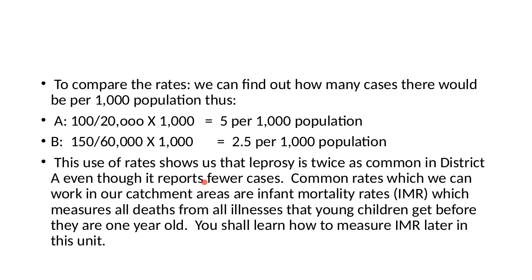So common rates which can work in our catchment areas are infant mortality rates, which measures all deaths from all illnesses that young children get before they are 1 year old. So let's take another example, for example of coronavirus. You might find the number of people being reported in a certain country are very many, but because the population at risk is also very high, you might find the rate at which people are getting the coronavirus is lower as compared to places like Kenya, where we have fewer people that are at risk, also reporting fewer cases.